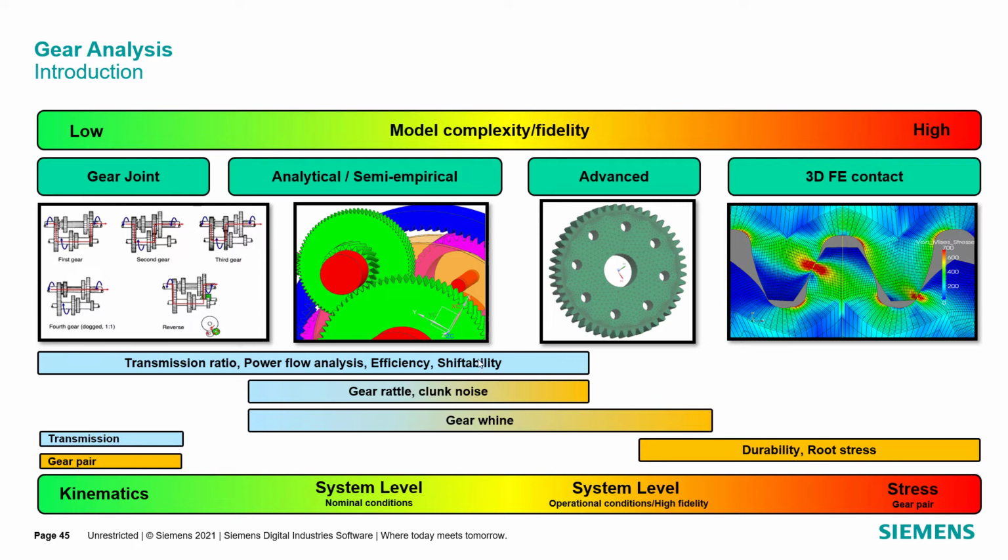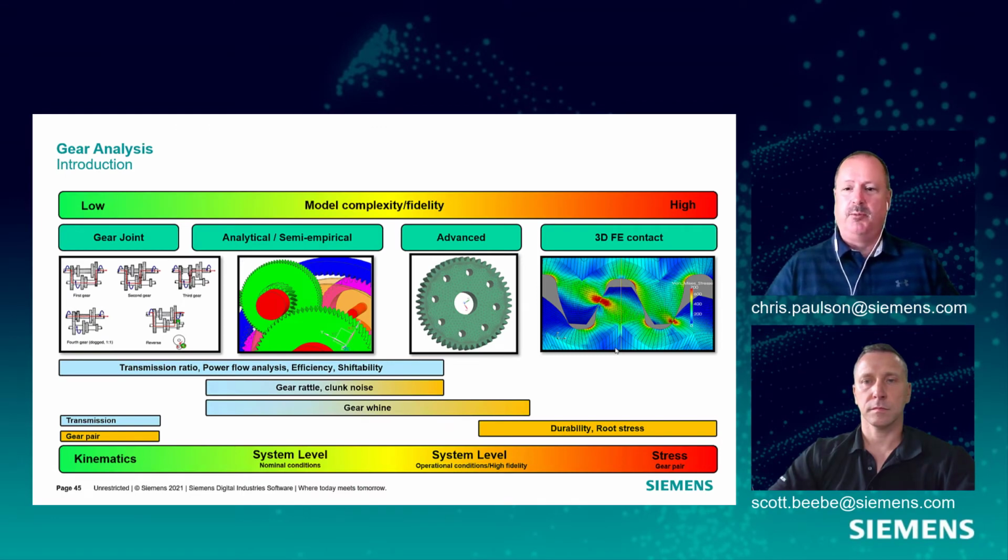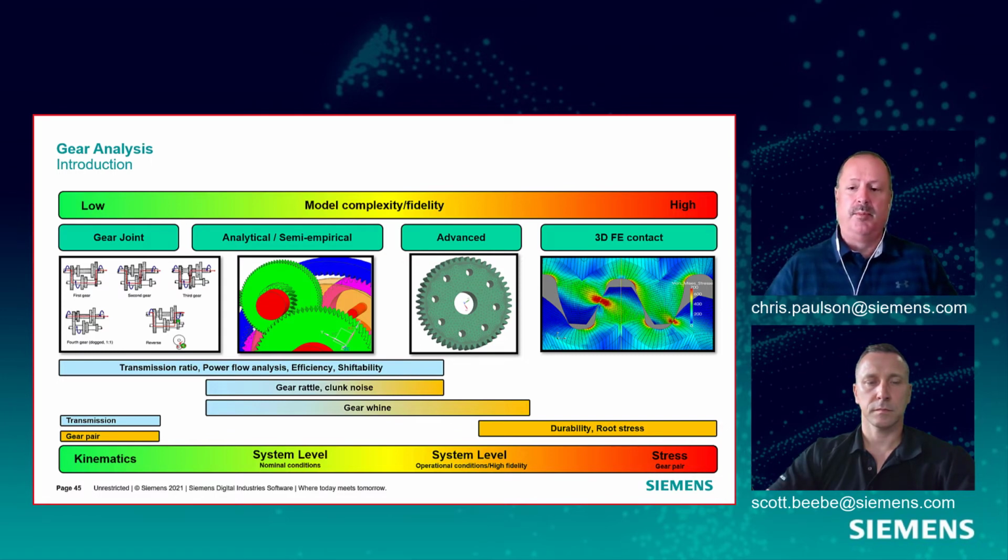On the high end, we can make very detailed nonlinear FE models and model the gear contact. While these models take a little bit longer to run, we can get some great information about root stresses and the durability of the actual teeth, because we've got the stress distributions and the contact pressure and all that interesting stuff.